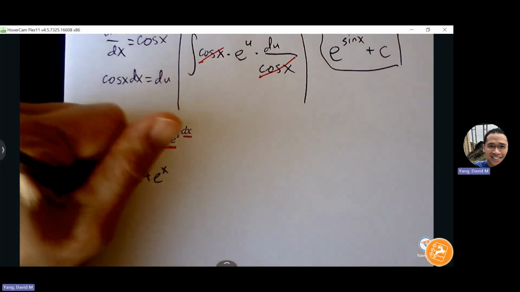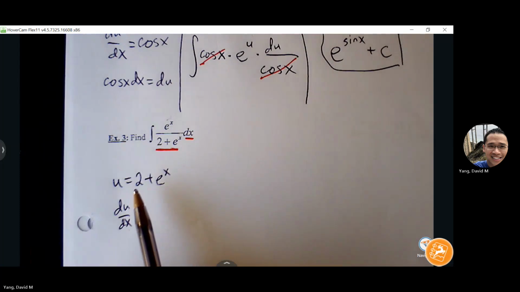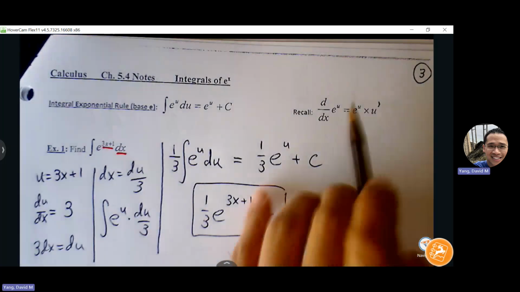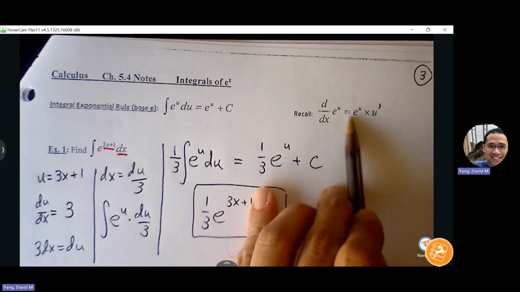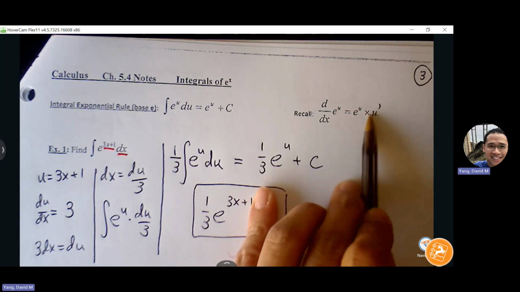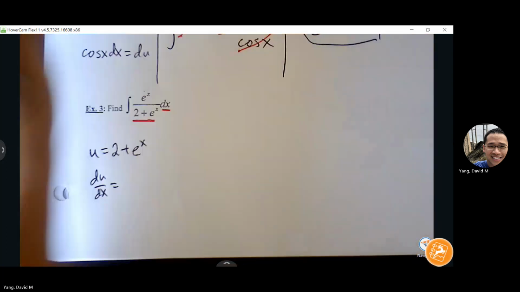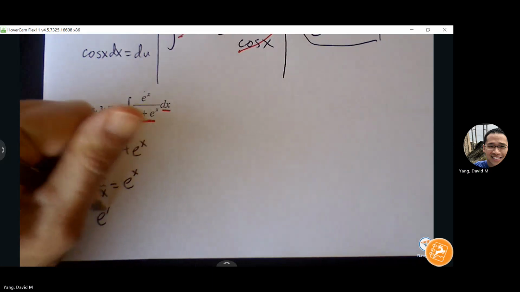Okay, derivative, du over dx. All right, 2 becomes 0. e to the x becomes, yeah, because the derivative of e to the u is e to the u times u prime. So the derivative of e to the x is just e to the x times 1. The 1 drops out, so it's just e to the x. Cross multiply.